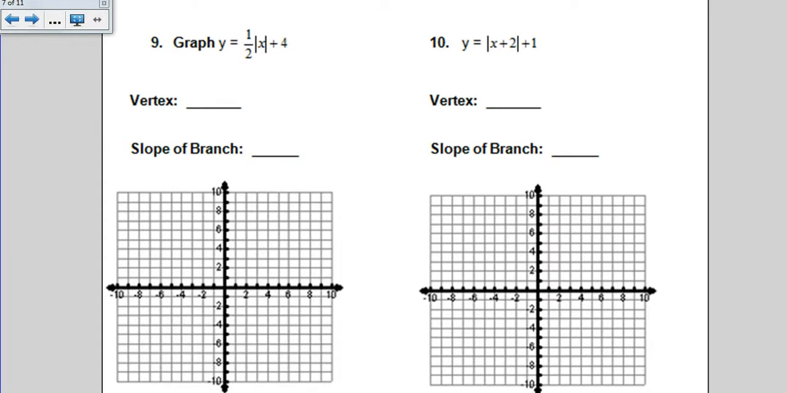The vertex for number 9. There's nothing by the x, so that's a 0, and then there's a 4 off to the side, and the slope this time of our branch is a 1/2. So at 0, 4, there's your vertex, and your slope is up 1, right 2, and we're also going to travel up 1, left 2.